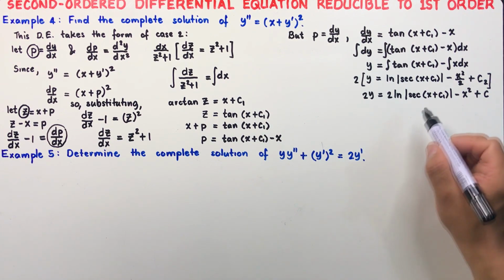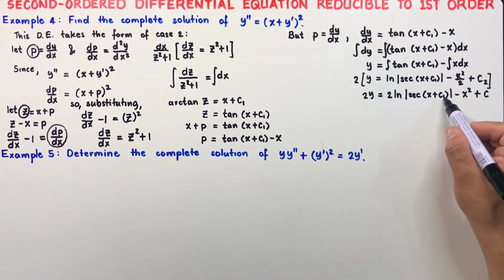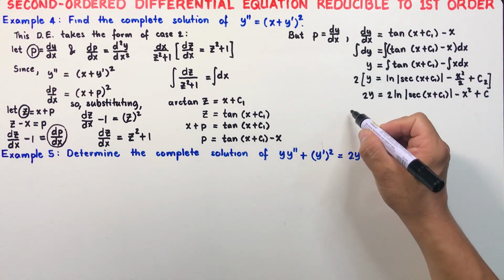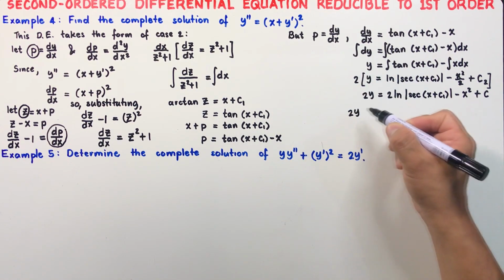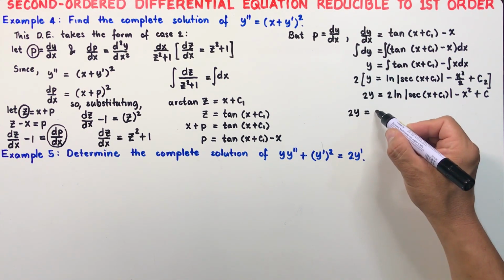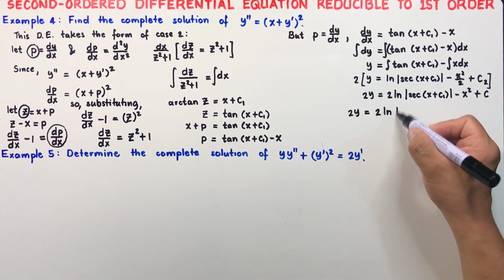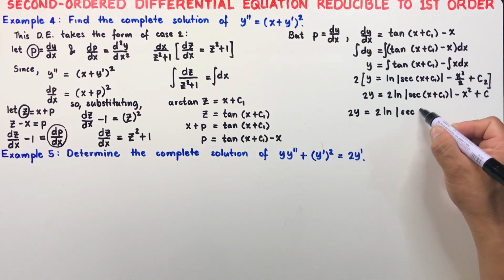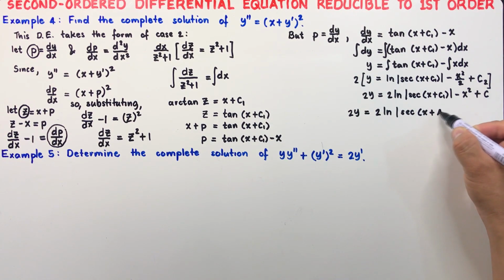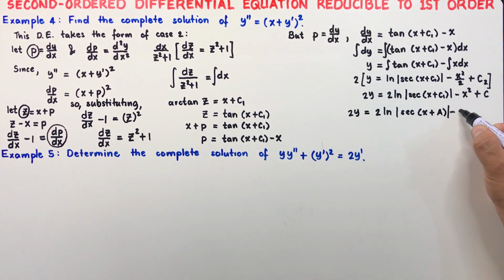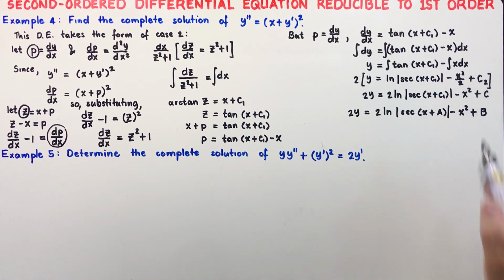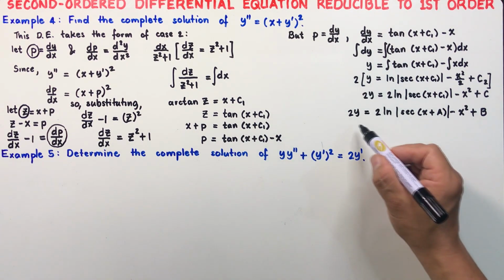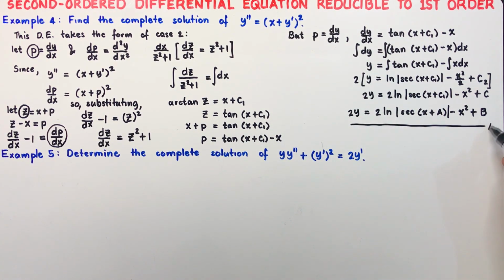And so that you will not be confused by these two arbitrary constants here, we will rewrite our final solution as 2y equal to twice the natural log of the secant of x plus a, minus x squared plus b, where a and b are the two arbitrary constants here. And this is our final solution for this differential equation.